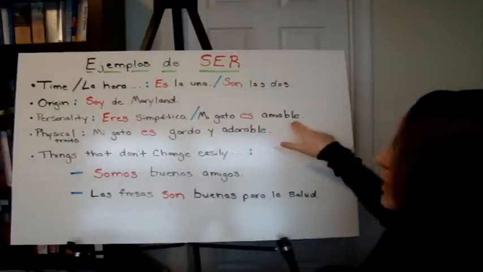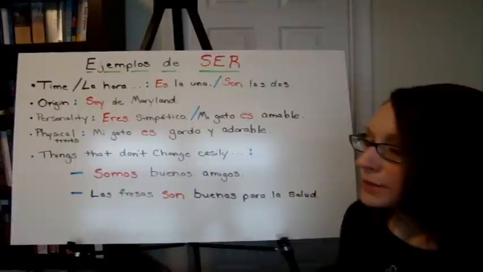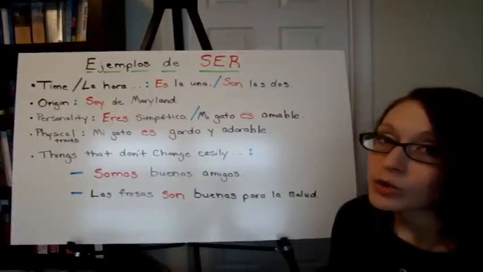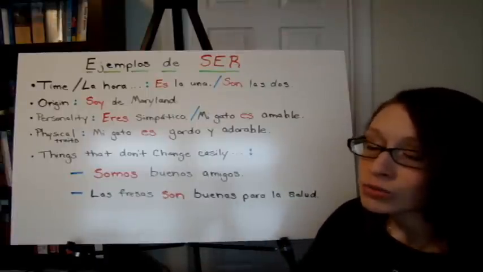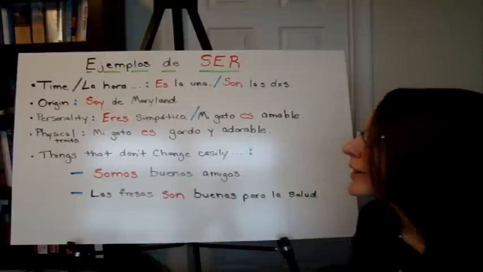And mi gato es amable. My cat is lovable. My cat's not going to become completely evil tomorrow. She is a pretty lovable cat. If she were to become completely evil, something really horrible would have to happen to her over and over again because she's such a lovable cat.